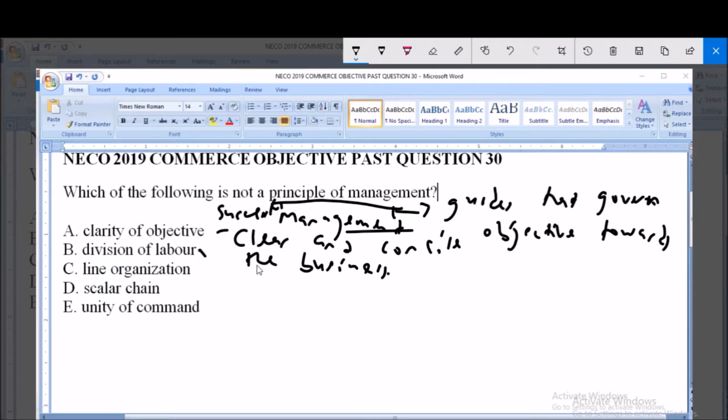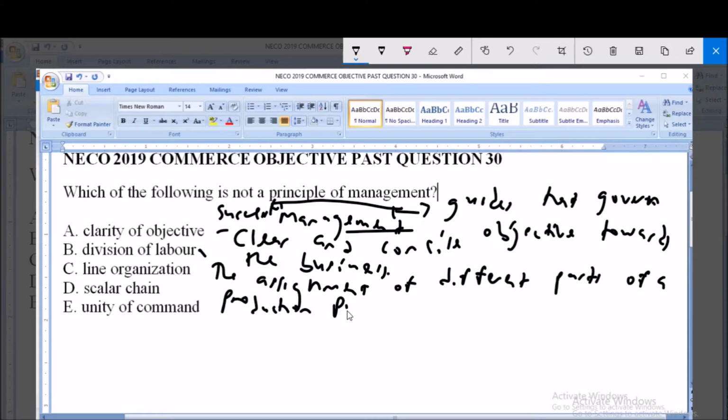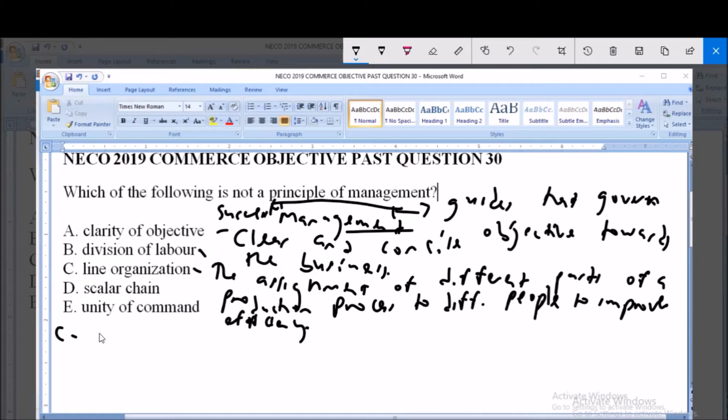Option B is division of labor. Division of labor refers to the assignment of different parts of a production process to different people in order to improve efficiency. Now, option C, which is line organization, refers to a simple framework for administrative organization where authority flows from top to bottom.